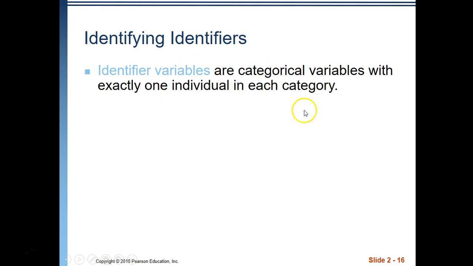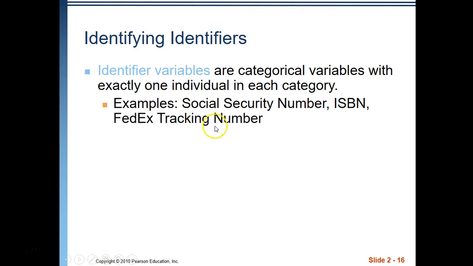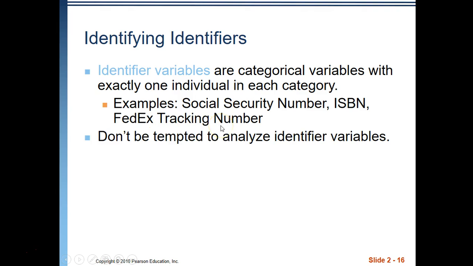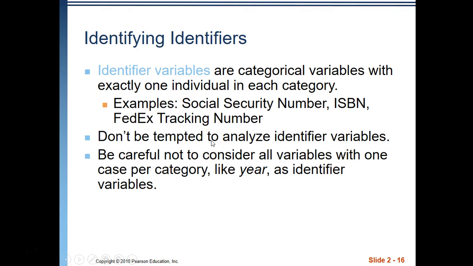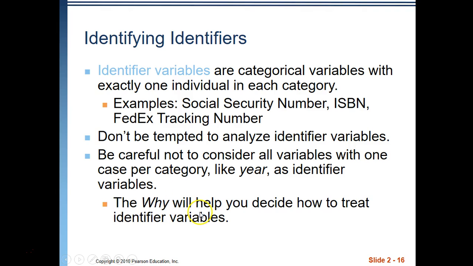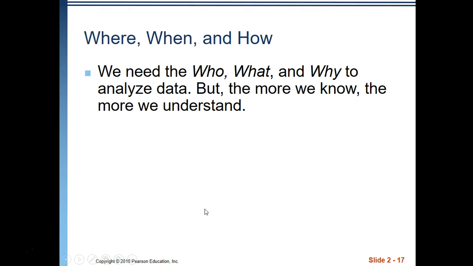But they are identifiers. Identifier variables are categorical variables with exactly one individual in each category. Example, social security numbers, right? Tracking numbers of packages. Don't be tempted to analyze identifying variables. Be careful not to consider all variables with one case per category, like year, as an identifier. Some numbers just can't be added together to get anything out of them, is what they're saying. The why will help you decide how to treat the variables.